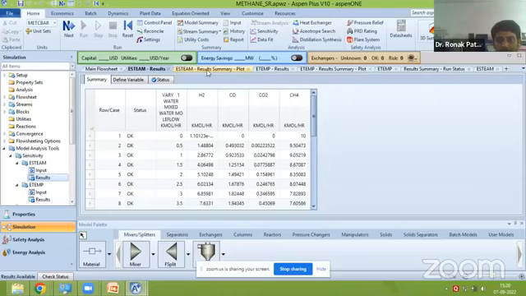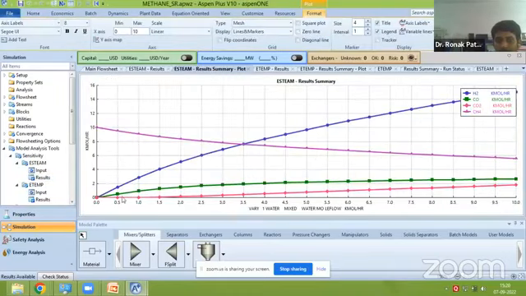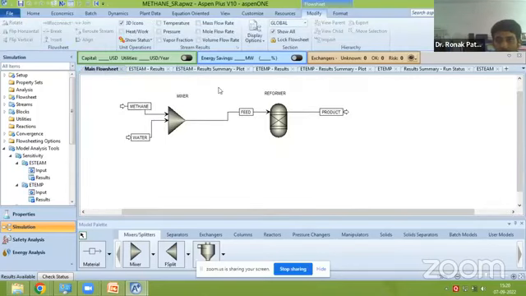In summary, or in a plot or graphical manner, you can see that as the water flow rate increases, the hydrogen composition also increases. So you can decide what the molar flow rate should be depending upon the composition which you want at the exit of the reactor. So by this, I would like to invite questions from your side, if you have any.